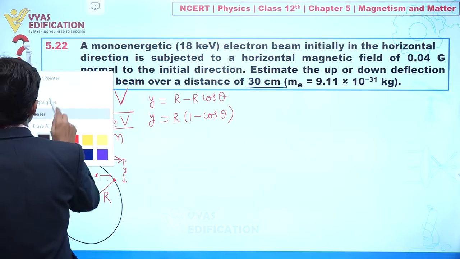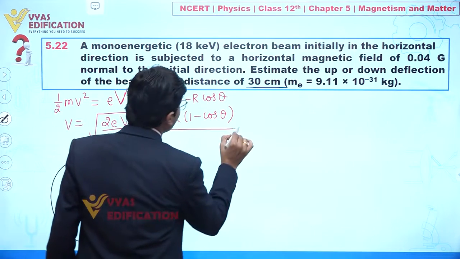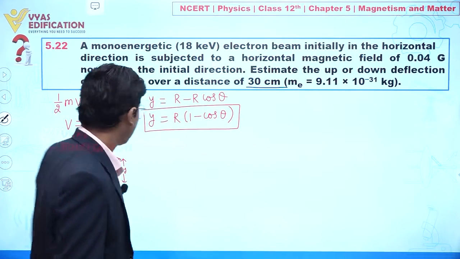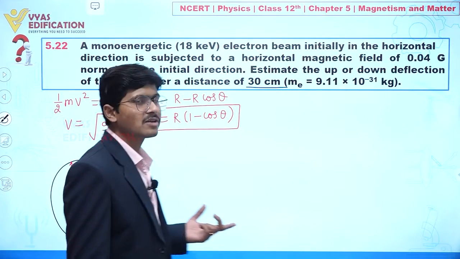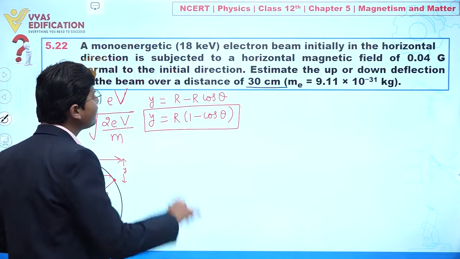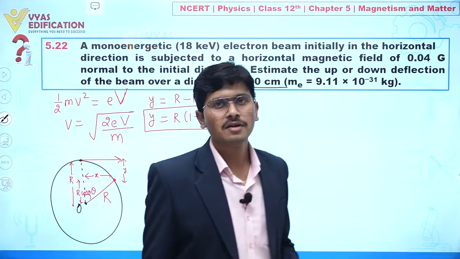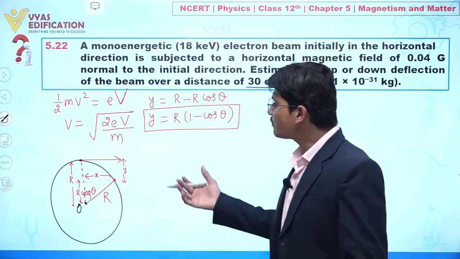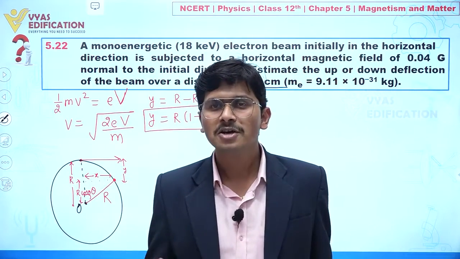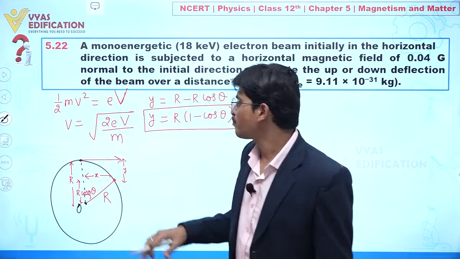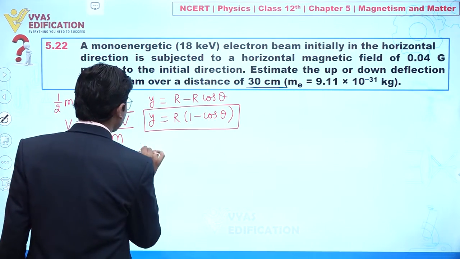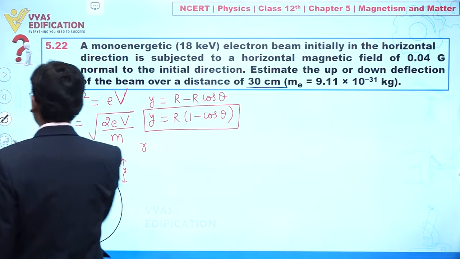Clear? Now listen very carefully. Our sole objective here is first to calculate the value of r, and second, to calculate θ. So how can we calculate the value of r? It is very clear that this electron is going in a circular path because the magnetic field is acting perpendicular to its initial direction. Clear?